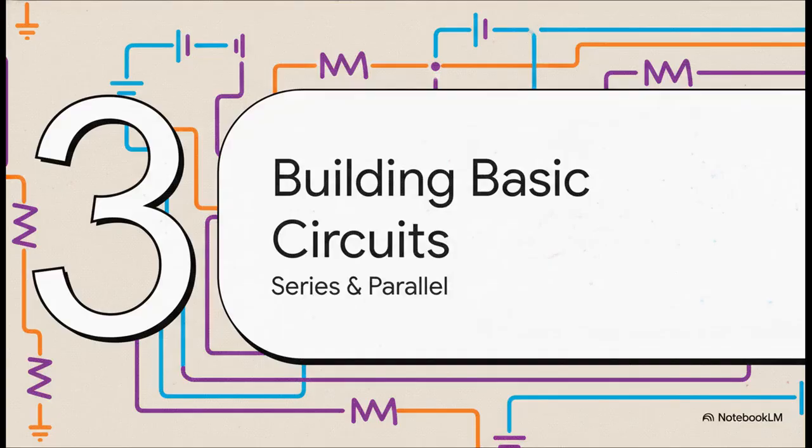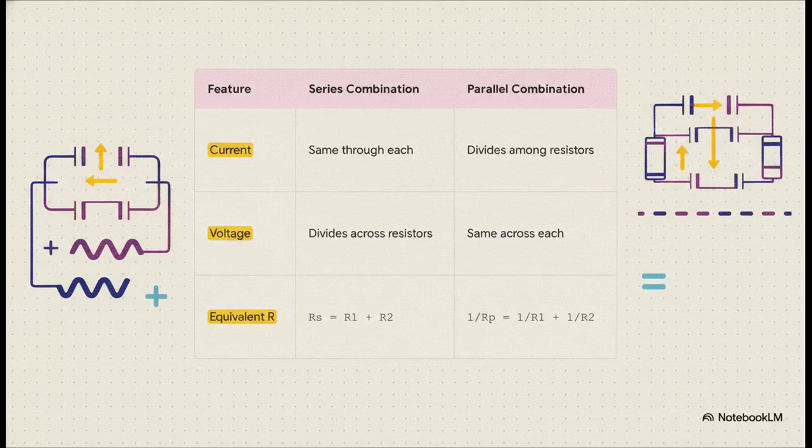All right, so with the core rule of Ohm's law under our belts, we can now move on from just talking about individual components to seeing how they work together when we start building actual circuits. Fundamentally, there are really only two ways you can connect things: in series or in parallel. Think of series as a single-lane road.